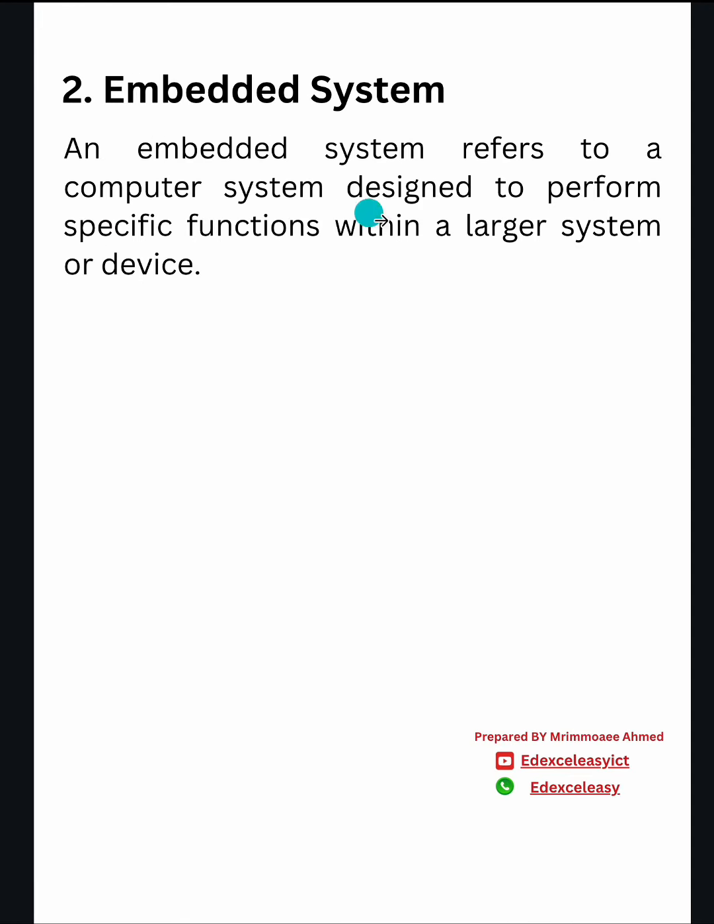Now the second question that can come is about embedded systems. An embedded system refers to a computer system designed to perform specific tasks within a larger system or device, right? So a washing machine is one example of an embedded system. A vending machine is another example. The embedded system can focus on only one thing and perform that thing, that's it.